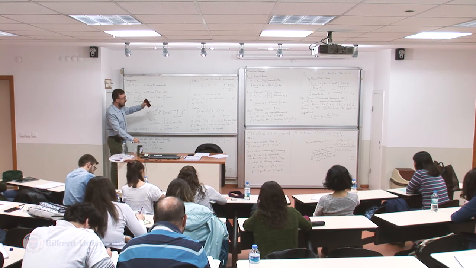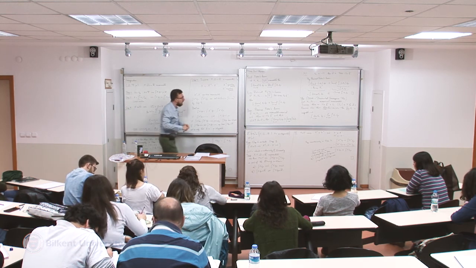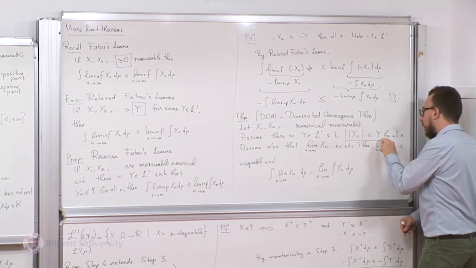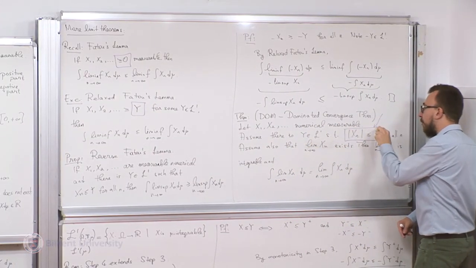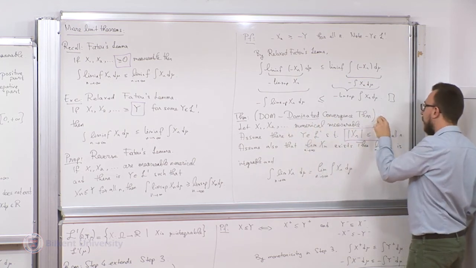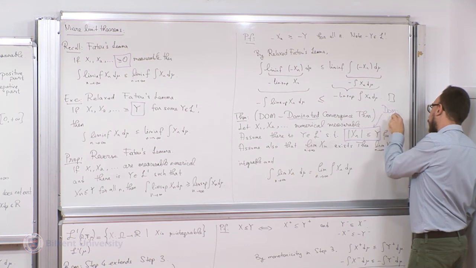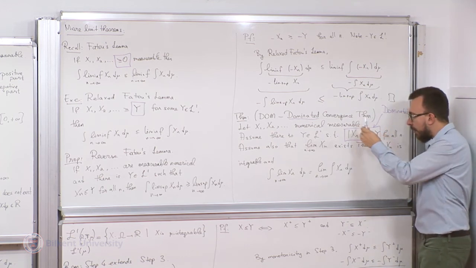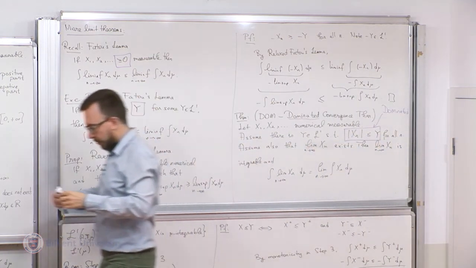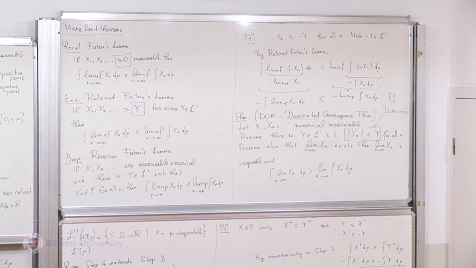But instead you need a condition which this word "dominated" stands for, okay? Dominated. So there is a y which dominates the sequence in absolute value.